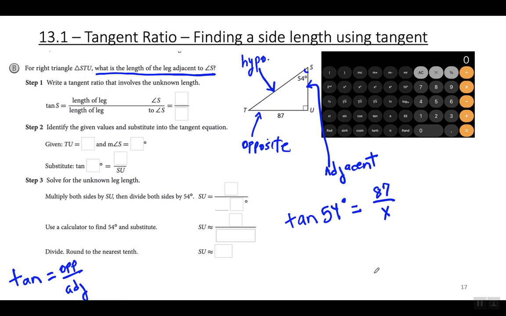Okay, so notice the difference. Here, the x is on the bottom of the fraction. In the previous example, the x was on the top. Again, over the years, students mess this up a lot, so that's why I'm pointing it out. Notice that the x is now at the bottom of the fraction, because the side that's missing is the adjacent side.